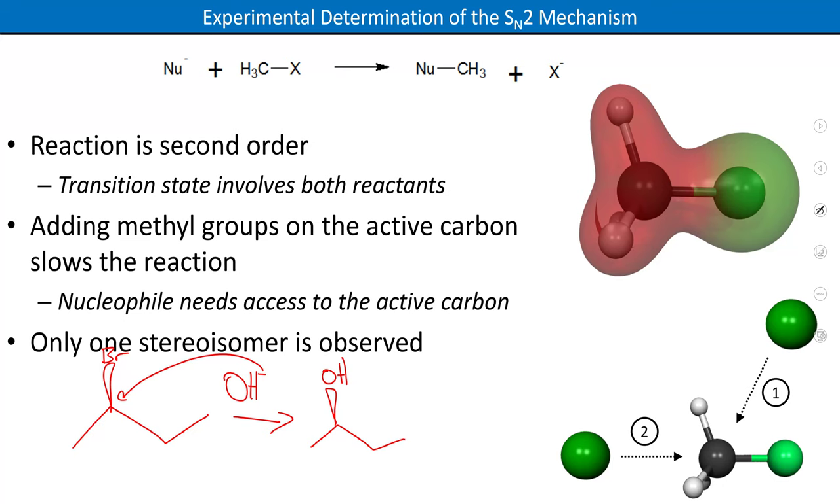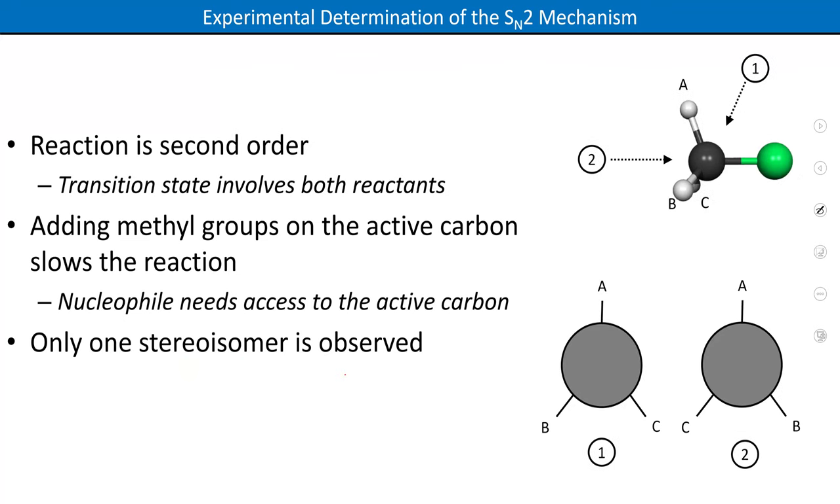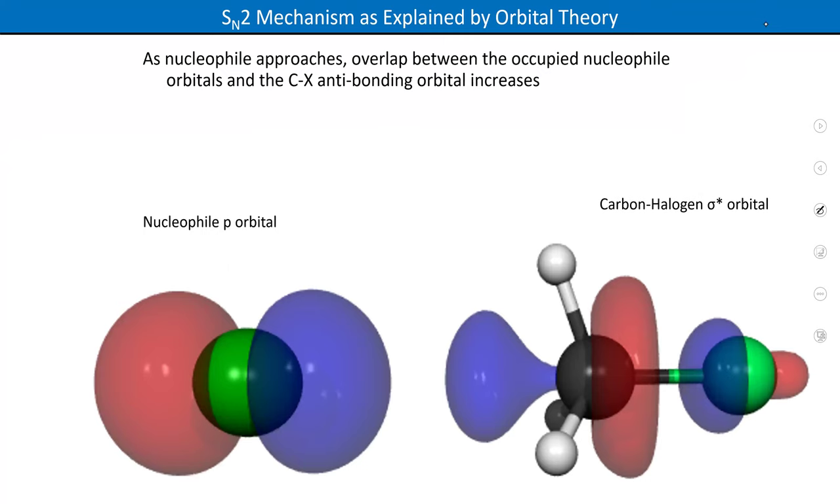So we basically just run this test. If it's only going through pathway one, we should see this. If it's only going through pathway two, we should see it flip. And that is, in fact, what we see. When it attacks from pathway one, you get the same stereochemistry, the same positioning. And when it attacks from pathway two, you get the opposite stereochemistry. And we can explain that with orbitals. So we do in fact see that it goes through this inversion of the stereochemistry.